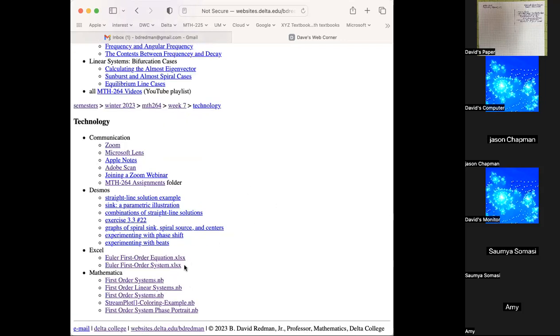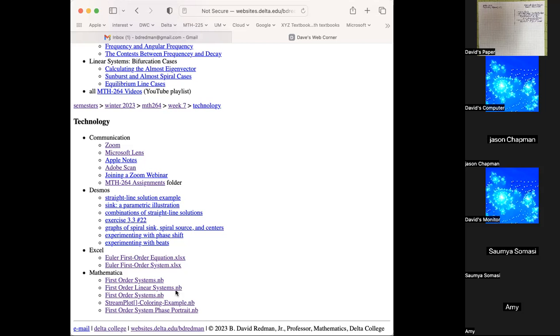Under technology, I have some Mathematica notebooks to help you. I even have some Desmos images because since we're demonstrating action in the plane, Desmos is still quite credible. So we might see some images from there later, but let me see, I get someone just coming in, hang on. Letting people in as they appear.